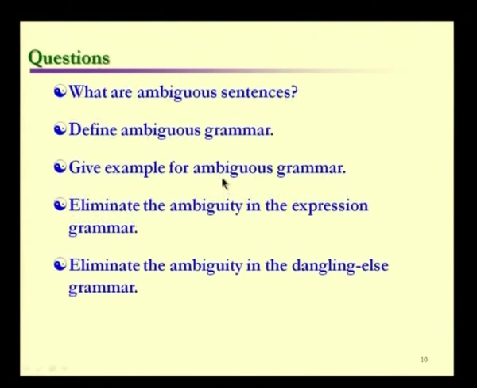Regarding the questions: what is the meaning of an ambiguous sentence, the definition of ambiguous grammar, an example of ambiguous grammar, how ambiguity arises in the expression grammar and how it is eliminated, and eliminating the ambiguity in the dangling else grammar. There are different grammars having ambiguity, and we must first find the reason for the ambiguity, and then appropriately rewrite the grammar so that the ambiguity in it can be eliminated. So, that is about ambiguity and the removal of ambiguity.